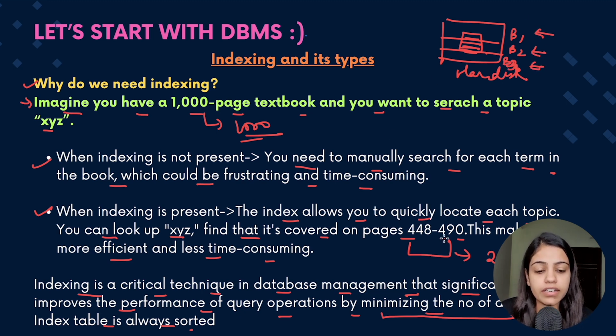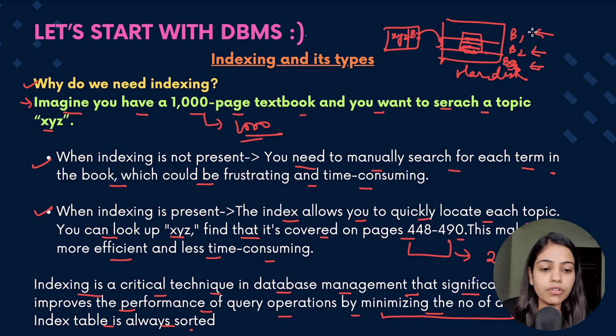Now when you have indexing present, it says that if you want to search for XYZ, it's present in block B2. So you'll directly go to block B2 and search for that particular topic or key. Rather than going to each block one by one, you just need to go to one block. So you can see that it minimizes the number of disk accesses. The number of blocks we are accessing is very much minimized.